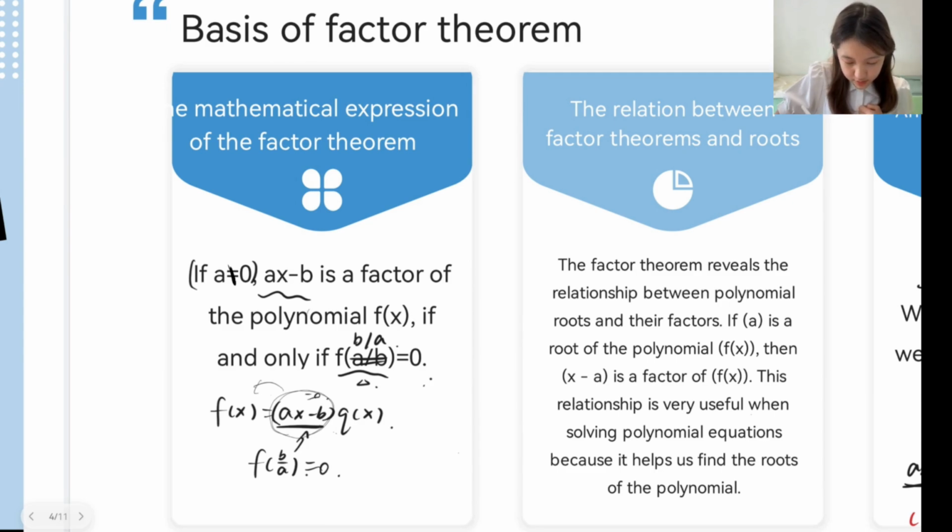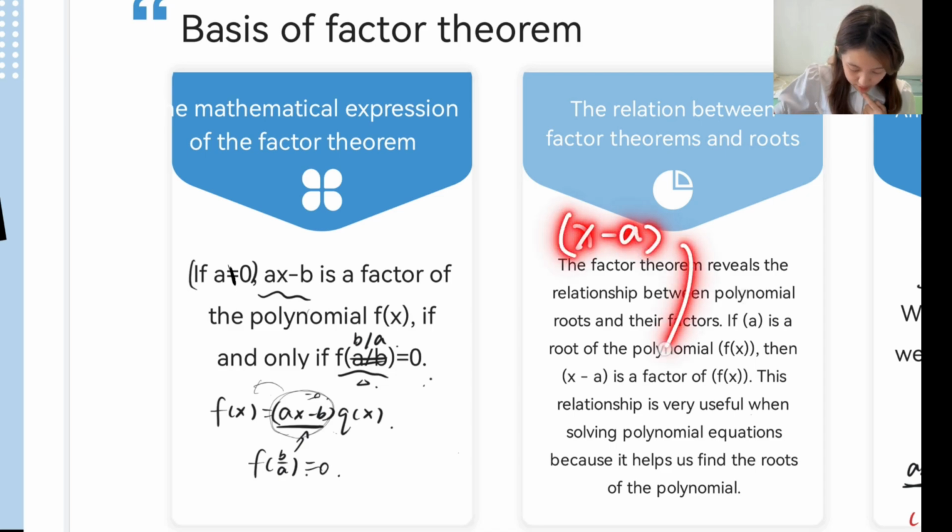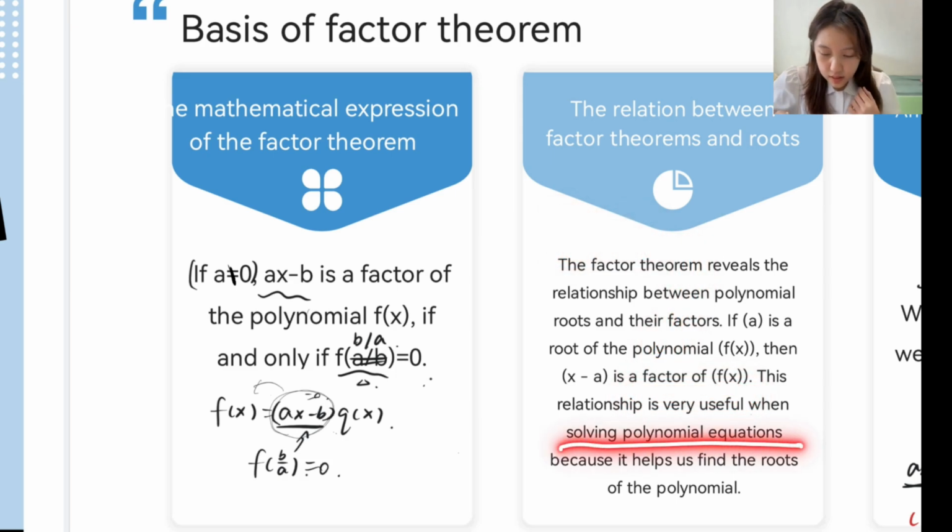This theorem is really important and has a relation between the factors of a polynomial and its roots, because if we learn that f(a) is equal to 0, then we know a is a root of f(x), right? And if we know that f(a) is equal to 0, then x minus a must be a factor of f(x). It's really useful when solving polynomial equations, and it can easily help us find the roots.